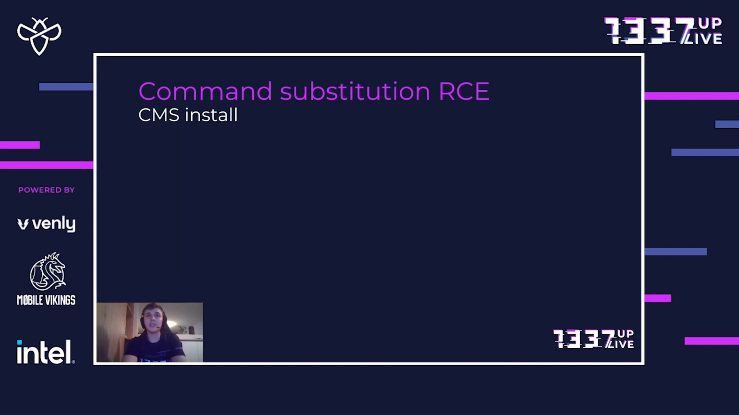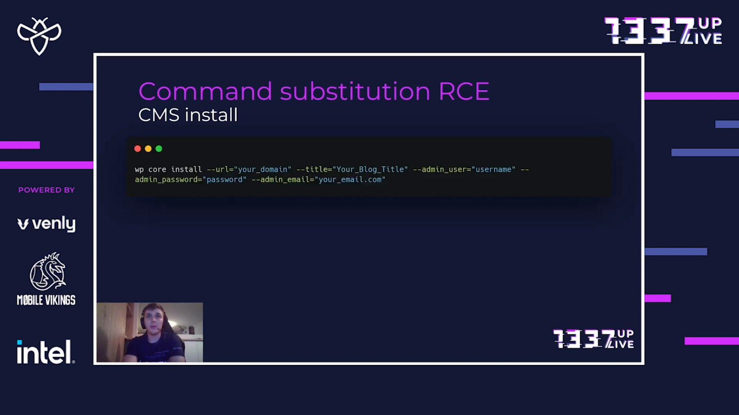Okay, so the next feature we'll look at are CMS installs. Most hosting providers allow you to easily install WordPress, Joomla, or some other CMS directly from the web control panel. However, this means that some elevated account needs to access your jailed webroot in order to install the necessary files and databases. One way to do this, for example, is to issue a WP core install command inside your webroot with user provided values. For example, domain, title, username, password, and your email address.